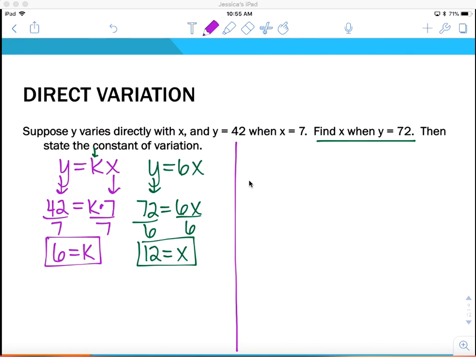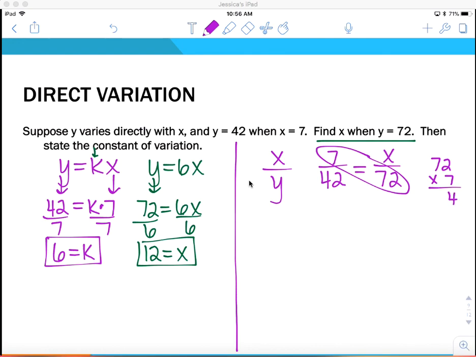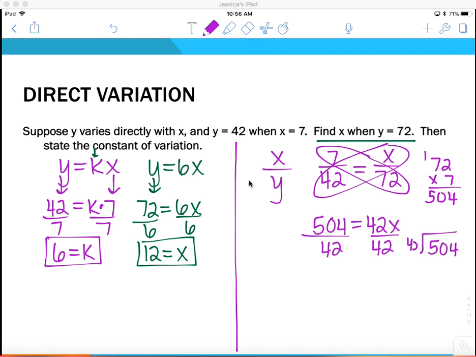If you prefer to set up a proportion, then if I have x over y, 7 over 42 equals x over 72. Well, 7 times 72, if you have to do this without a calculator, is 504. And 504 is going to be divided by 42. And when you do that, we get 84, which gives us 12. Either way, you're going to get the same answer for x.